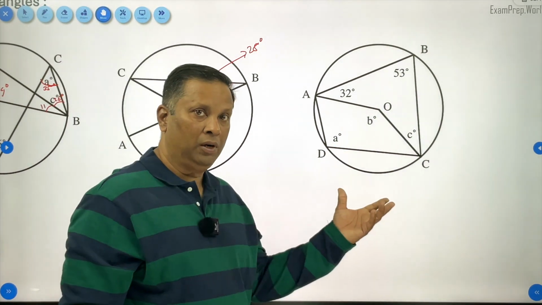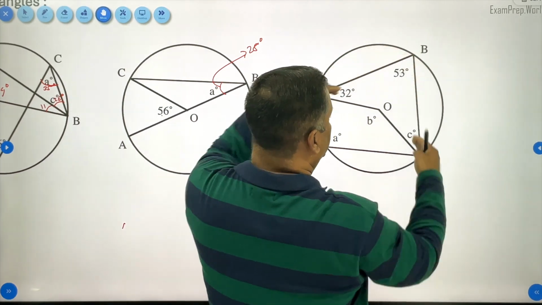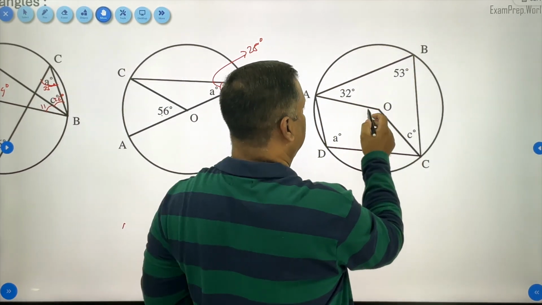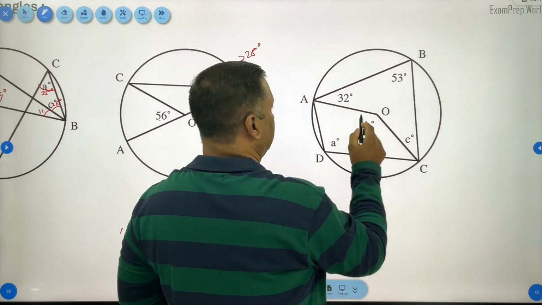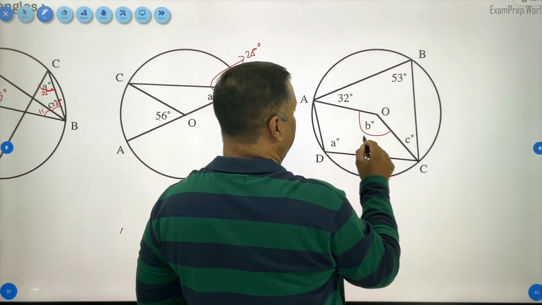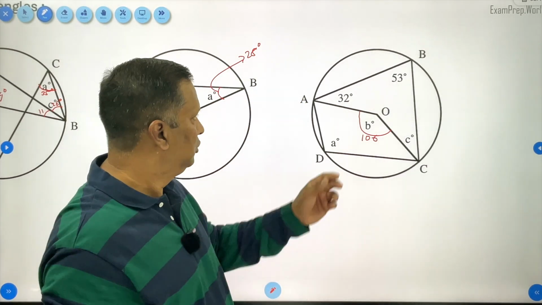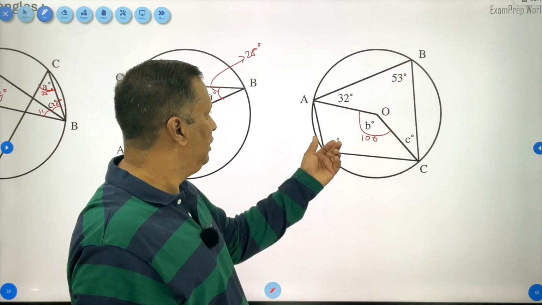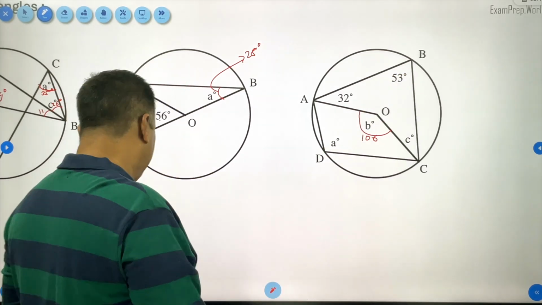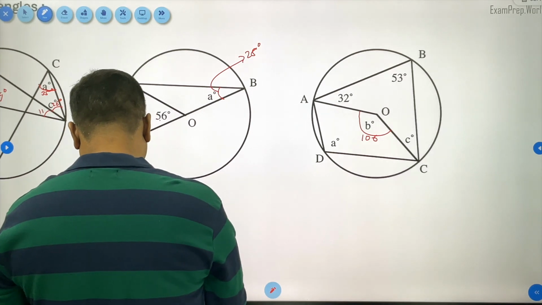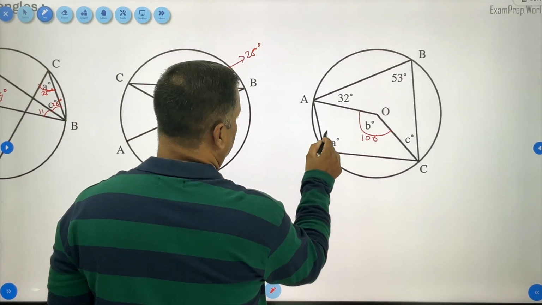We have a cyclic quadrilateral, we have so many things. Look, AC is creating angle 53, and AC is also creating an angle at the center. So B has to be double of 53. Double of 53 is 106, correct? So B is 106. How to find this A? 53 and A should be 180 degrees. So 180 minus 53, 127. A is how much?